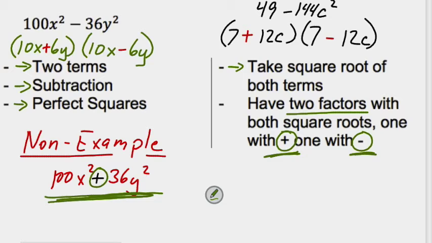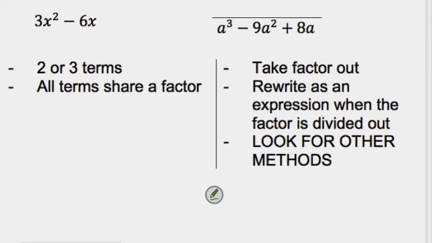Okay, I'm assuming that you've gone and done that difference of perfect squares set. Let's move on to greatest common factor. Now, greatest common factor, the things to look for: it has 2 or 3 terms, and every single term shares a factor. That's it. Now, in order to do it, you take the factor out, kind of like reverse distribution.